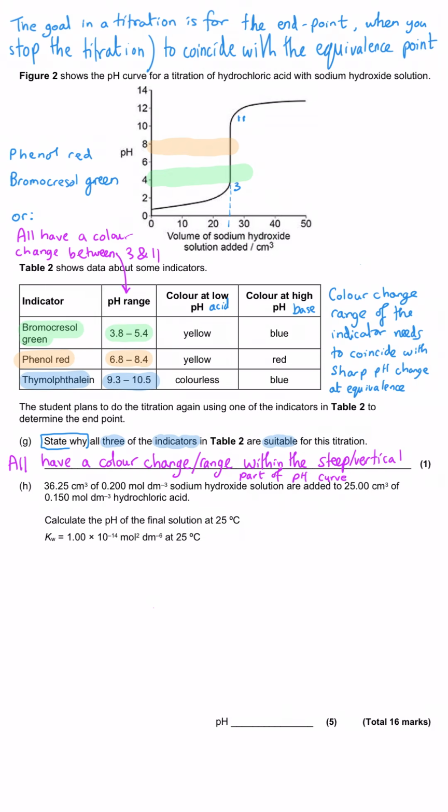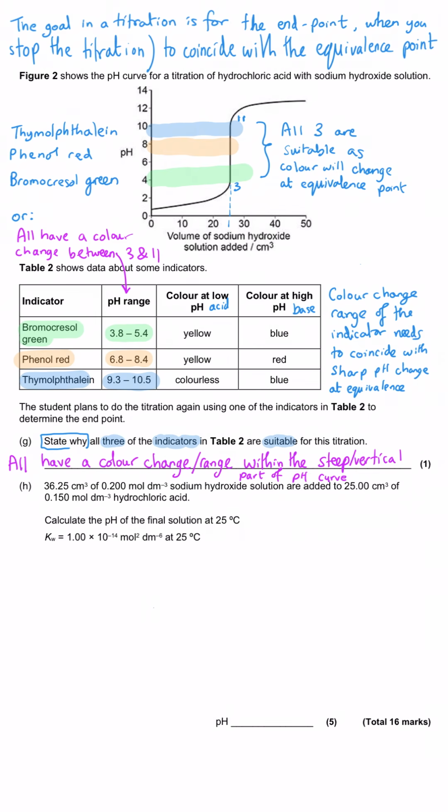And then thymolphthalein, which is like phenolphthalein but not quite the same chemical structure, that is at the very top end of acceptability because it starts to change colour at 9.3 and finishes at 10.5, which is just before this vertical region starts to level out. So if you were asked to select an indicator, the safe bet is phenol red in the middle, but since they've told us that all 3 are suitable, then we know that it's all about the fact that they change colour in this vertical region.